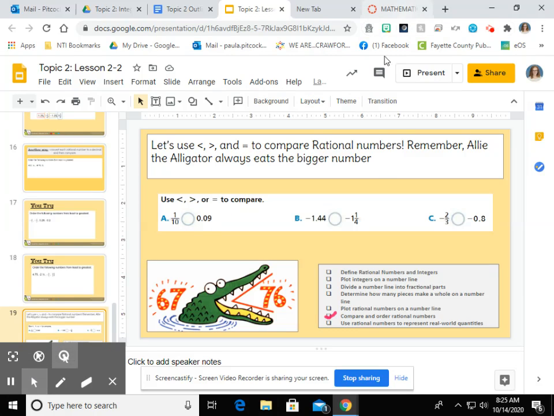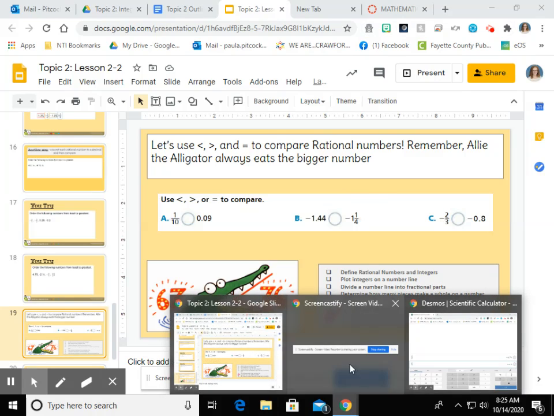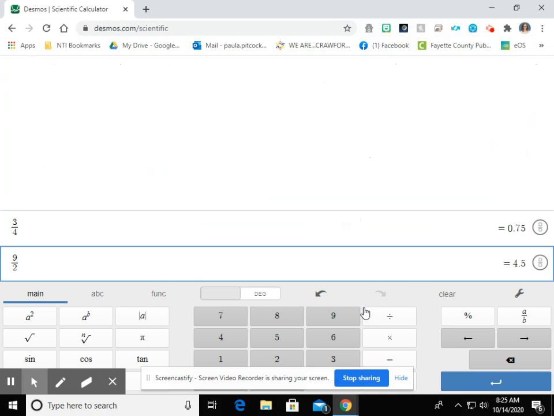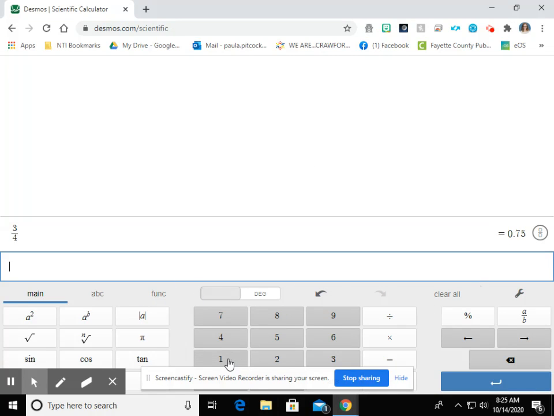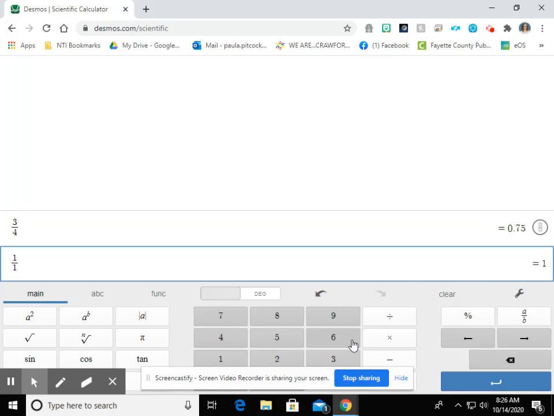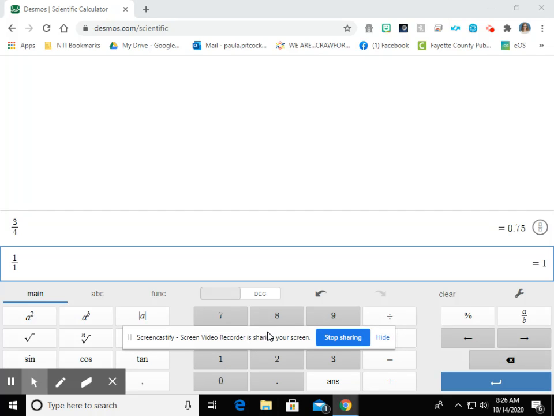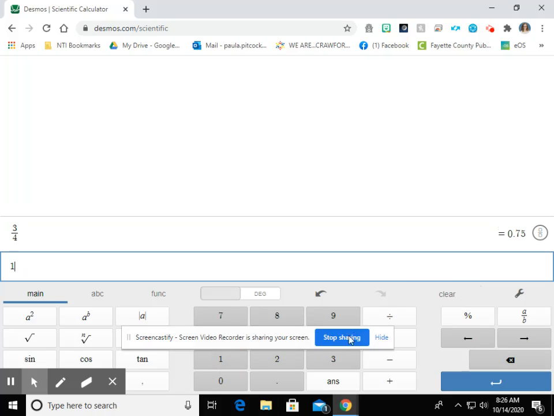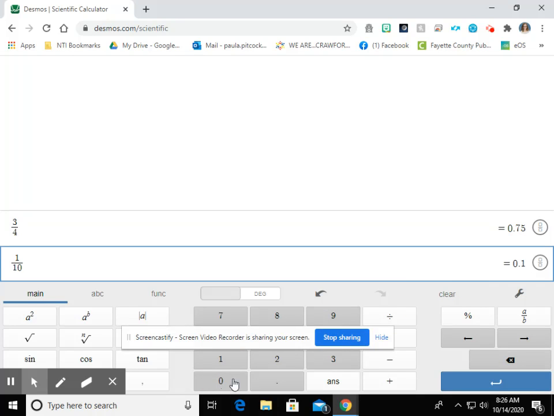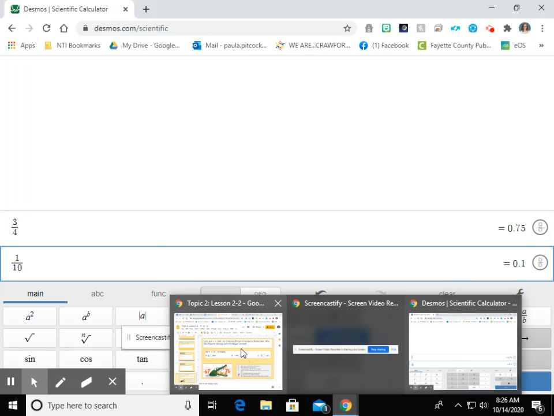So I need my handy dandy calculator, and I want to change 1/10. So let me clear this out. I'm just going to do 1 divided by 10. Where's my 0? There it is. I messed it up. 1 divided by 10, and that gives me 0.1. So remember, a division sign is the same as a fraction. So 1 divided by 10 gave me 0.1. Well, let me go write that down.